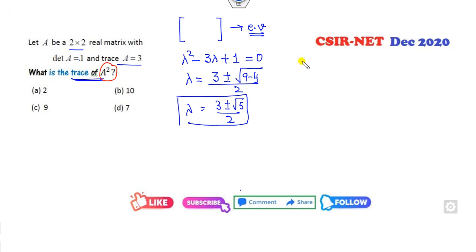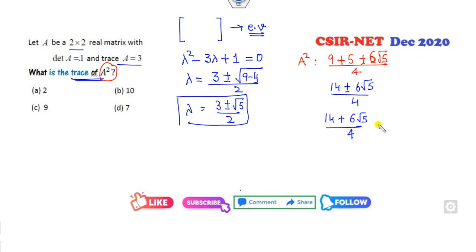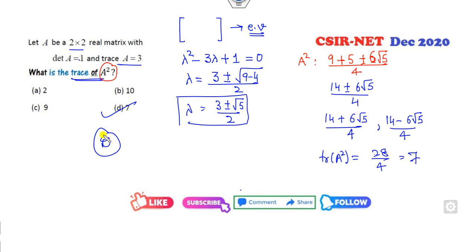Then your target is to find the eigenvalues of A square. So A square will be 9 plus minus root 5 squared, the A square plus B square plus 2AB form, 6 root 5, divided by 4. That means 14 plus minus 6 root 5 over 4. So you have the two eigenvalues: one is this number and the second is this number. Then what will be the trace of A square? The trace of the matrix is the sum of the eigenvalues. So 4 is the LCM, 28. 7 is the right answer to this problem.